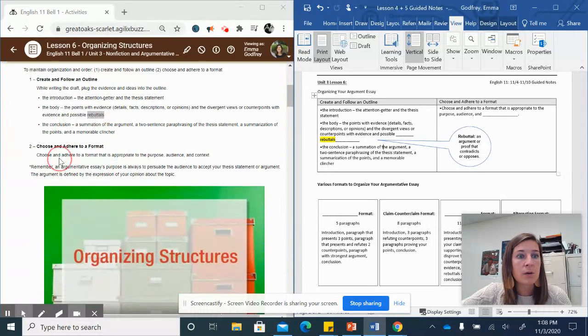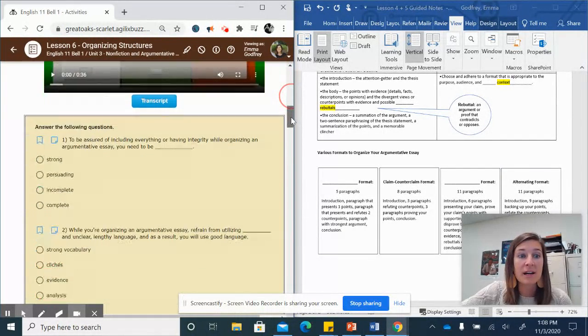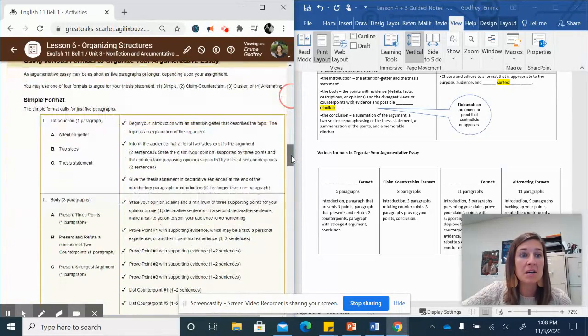So we're going down here. Choose a format that is appropriate to the purpose, the audience, and the context. And they're going to talk about context later in the lesson, but basically the context is sort of the situation, like read the room. Is it appropriate to tell a joke or not? So that's your context. Okay, various formats for organizing your argumentative essay. I definitely learned some stuff here.